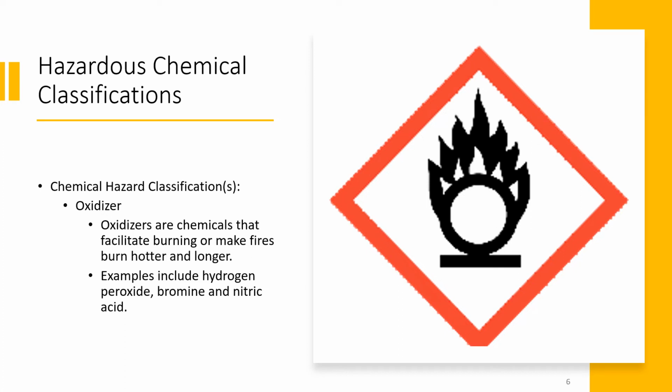And let's look at a couple of examples from the workplace. Hydrogen peroxide, bromine, and nitric acid. All of these substances are liberating oxygen. Typically, when mixed with something, they just liberate oxygen, and so that will make a fire burn hotter, faster, and longer. Let's go to the next slide.